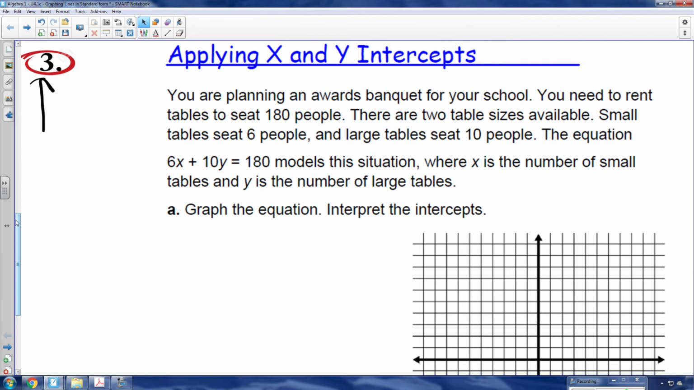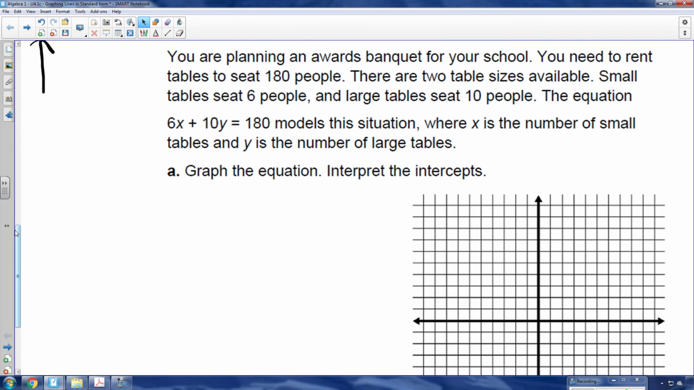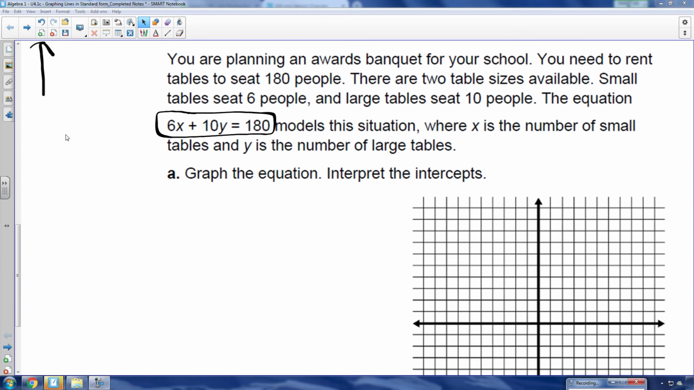We're at number 3 now. You can notice that this is my new naming convention. And we want to do the following. We're planning an awards banquet for our school. We have to rent tables to seat 180 people. There are 2 table sizes available. Small tables seat 6 people, large tables seat 10 people. This is the equation, so I'm going to put that in a box because I feel like that's important. And that tells us the situation. My microphone was off, so that's why this happened.